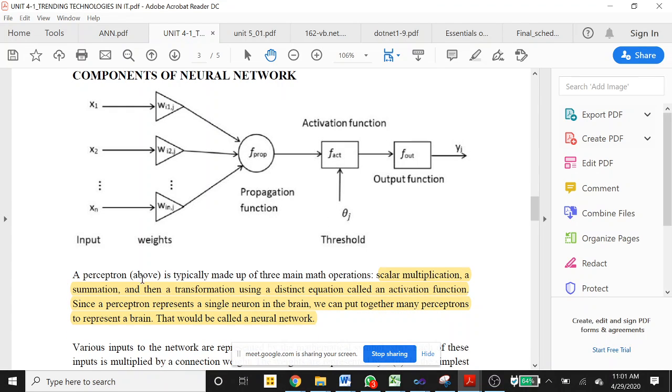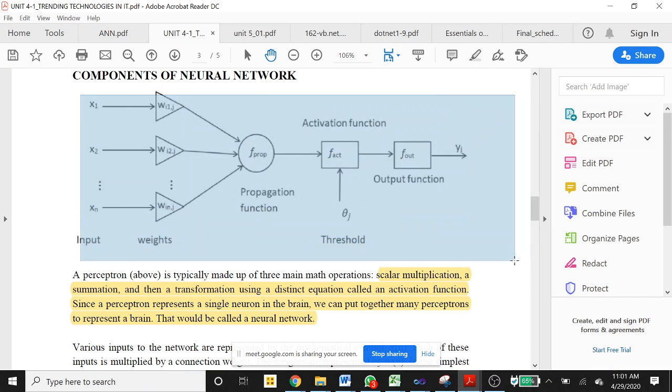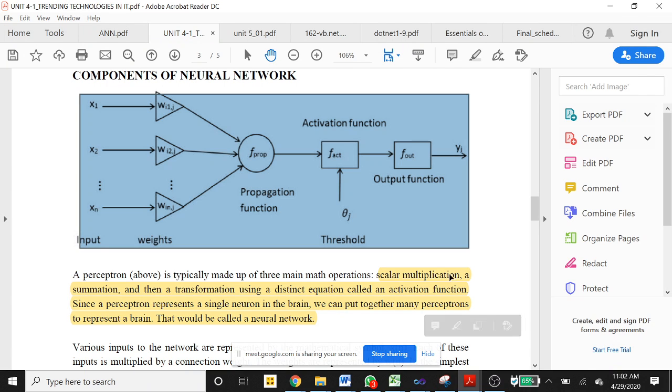The perceptron defined here is typically made of three main mathematical operations. When we make a perceptron, or the architecture of a neural network, we basically perform three operations. The first one is scalar multiplication. Scalar multiplication is like x1 into w1, x2 into w2, x3 into w3, like this.